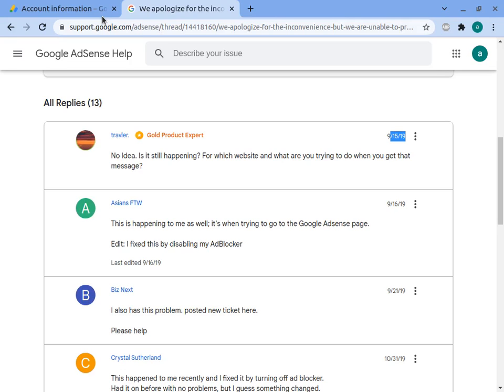If you have a different fix, you can give it to us in the comment box below so that other people also benefit from it, because you saw that for some other people the ad blocker didn't work. But also try to change the browsers.